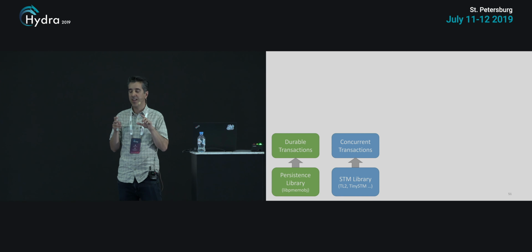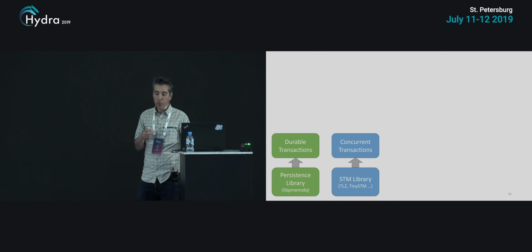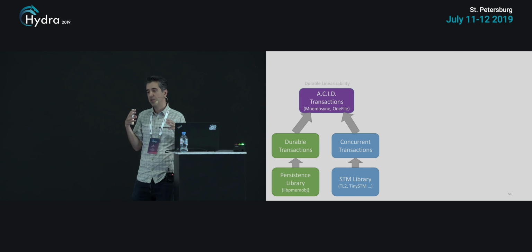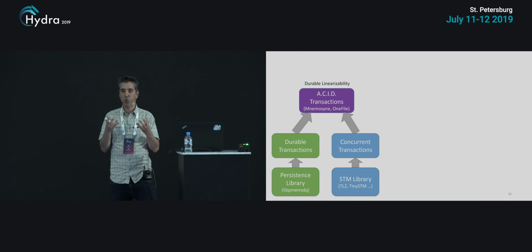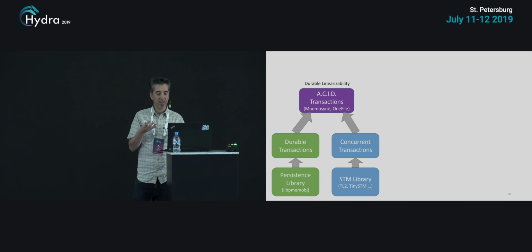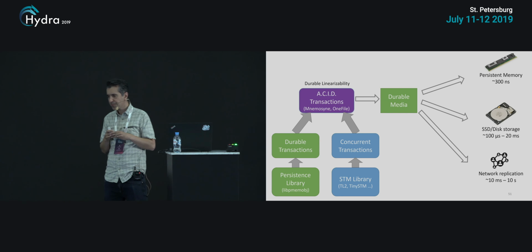So one gives the A and I of ACID, and the other one gives the D plus something else of ACID, but not completely. And when you combine these two concepts, you get ACID, the true ACID, and especially if you can do it with durable linearizability, then you get something that is true ACID. It's what the database gives in its strongest setting.